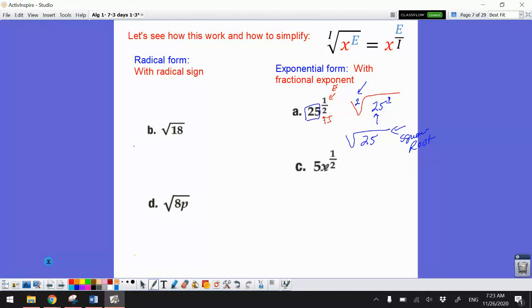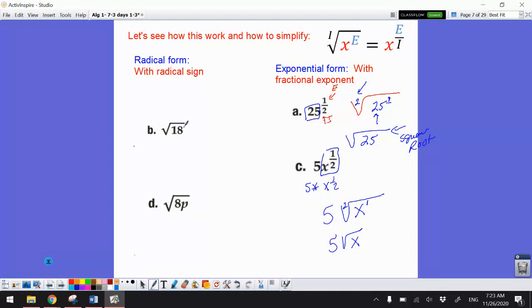Now let's take a look at this next one. I see that the 1/2 power is only on the x. The 5 is really a multiplier. So this is really 5 times x to the 1/2 power. So 5 is going to be totally on the outside of my power. My radicand is the x. Remember, this is a 1 and this is a 2. Well, the best answer is going to be 5 times the square root of x, because I don't write the 1 and I don't write the 2.